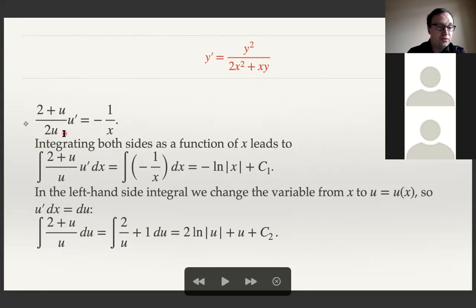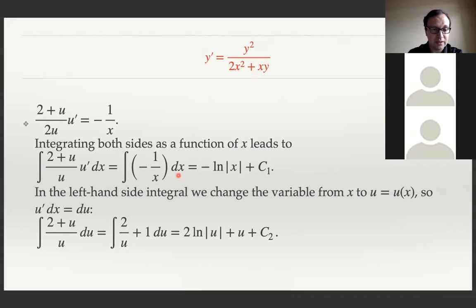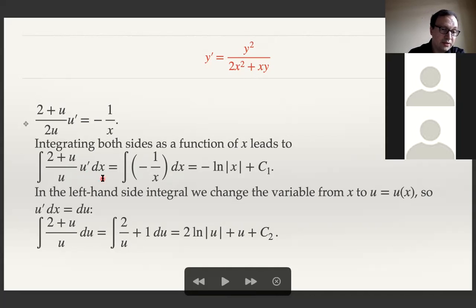So (2 plus u) over 2u times u prime is equal to minus 1 over x. Okay, so integrating both sides as functions of x, we get that the integral of (2 plus u) over u times u prime dx is equal to the integral of minus 1 over x dx. It's important to write the dx, dy, whatever infinitesimal you're using. So infinitesimal notation is important. Here we're integrating as a function of x, so we should put the symbol dx on both sides.